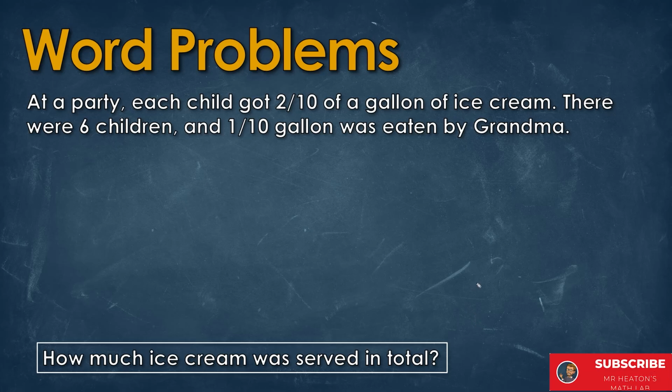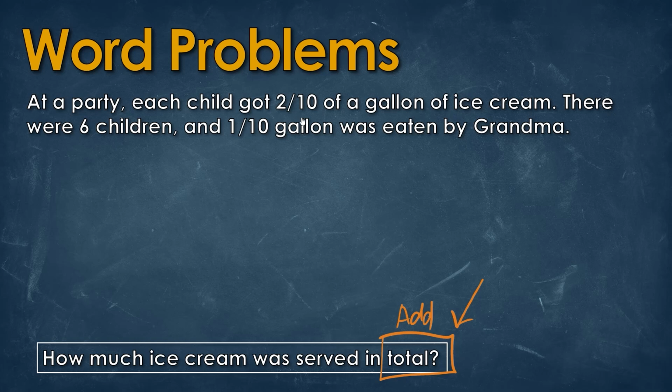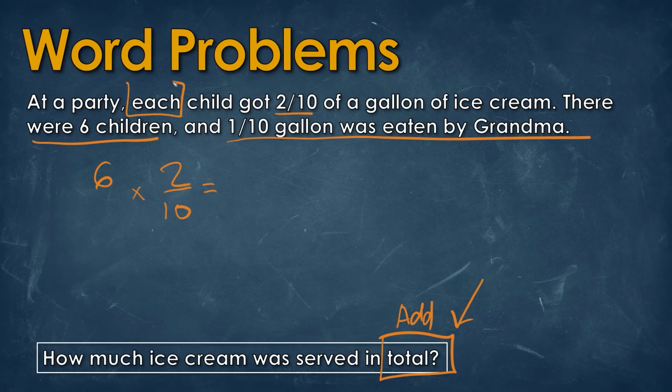Reading the next question says, how much ice cream was served in total? So we know that the word total is going to mean add. Reading the question says that each child got 2/10 of a gallon of ice cream. There were 6 children, and then 1/10 gallon was eaten by grandma. So it looks like we're going to have 6 children that are going to eat 2/10 gallons of ice cream. So that's going to be multiplication. That word each gives it away that it is multiplication. So if you see that word, just remember that you will multiply.